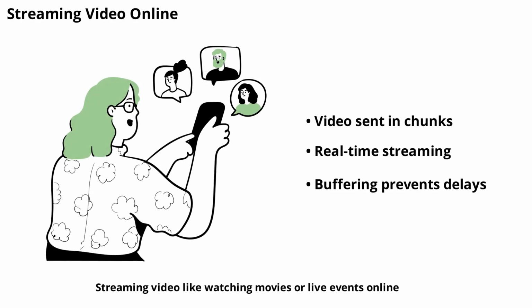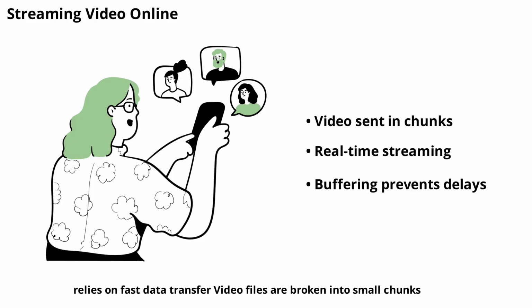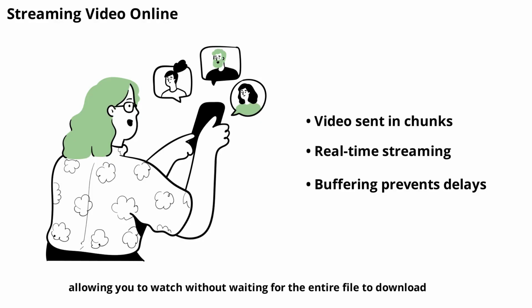Streaming video, like watching movies or live events online, relies on fast data transfer. Video files are broken into small chunks and sent over the internet in real time. Your device buffers these chunks, allowing you to watch without waiting for the entire file to download.